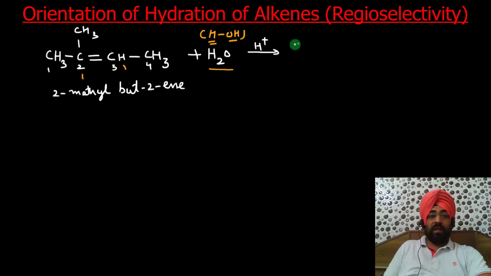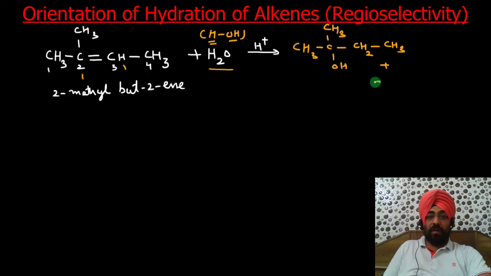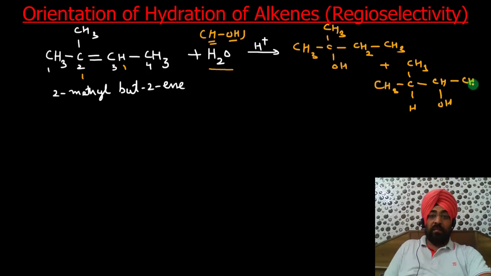So the major product will be CH3 CH3 CH2 CH3 OH, and the minor product, which will also be formed, is CH3 CH3, in which this hydrogen is added to this carbon and this OH goes here. So this is the minor product. This is major, this is minor.